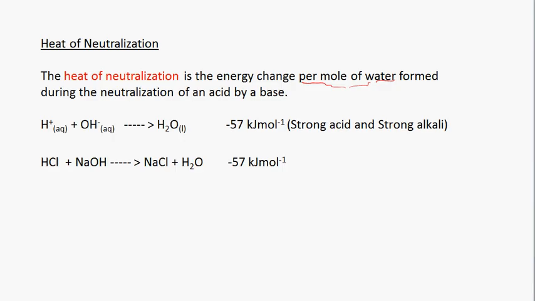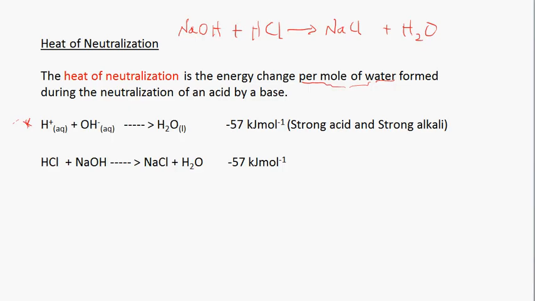Now, if we have a chemical reaction, for example, let's say sodium hydroxide plus hydrochloric acid, and we get a salt, which is sodium chloride, plus water. The chemical reaction taking place in this case, we can write as H+ plus OH- producing H2O.